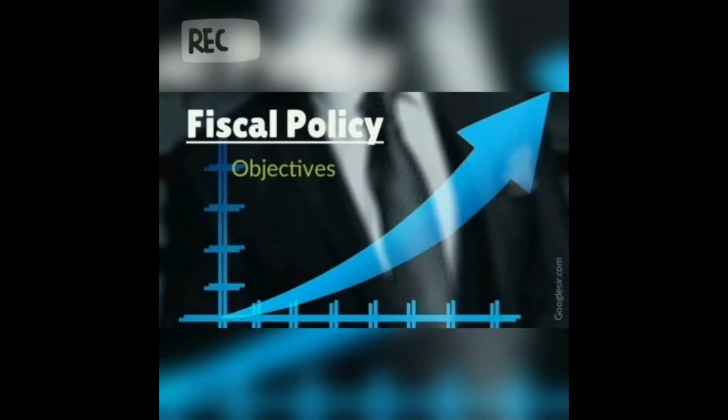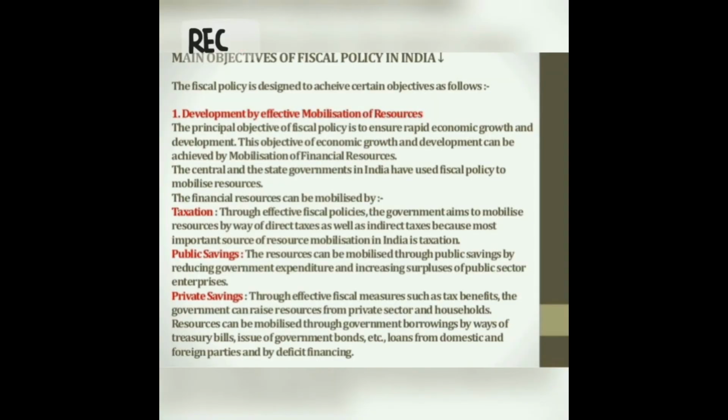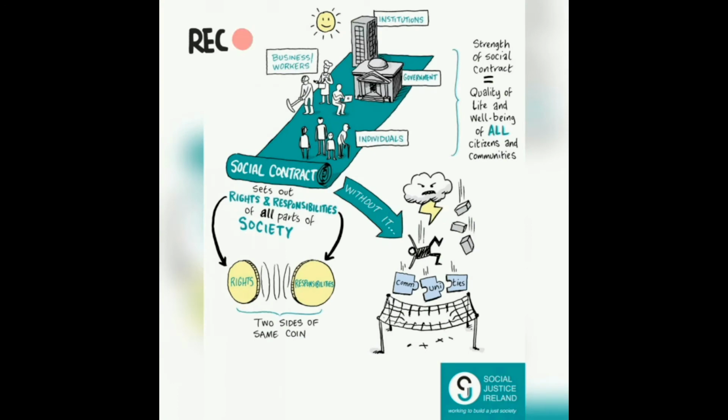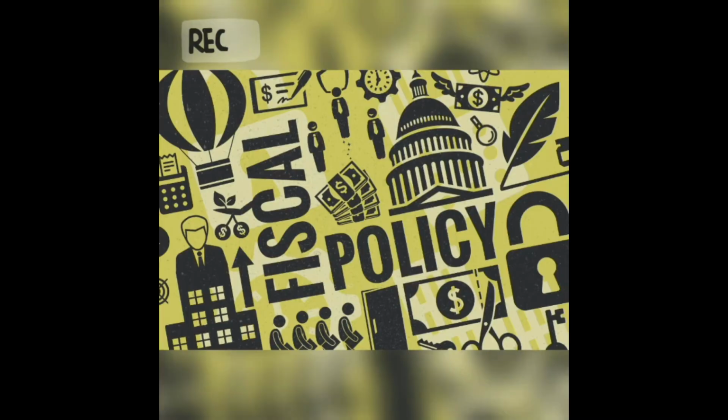Okay, let's see what the objectives of fiscal policy are. The main objectives of fiscal policy are development and effective mobilization of resources. Under this, they are saying the principal objective of fiscal policy is to ensure rapid economic growth and development. These objectives of economic growth and development can be achieved by mobilization of resources.